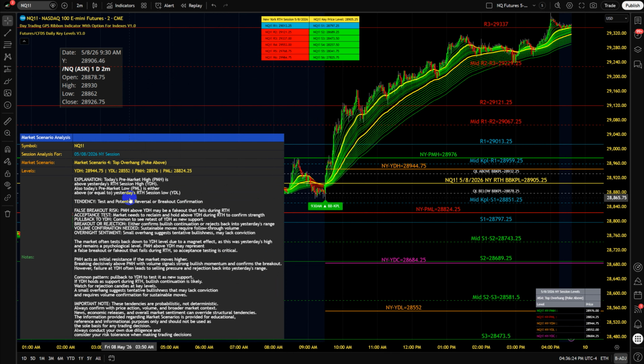Okay, so the one-page PDF cheat sheets have a little bit more information than what is presented here on the chart, just due to the constraints of how much room we have here to present this table. However, all the core information is the same. Some of the key aspects of this market scenario to pay attention to is the market often tests back down to the YDH level, as this was yesterday's high, and remains a psychological level. Also, it's common to see a retest of YDH.